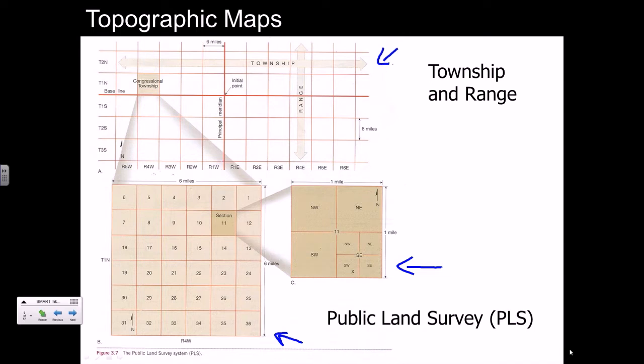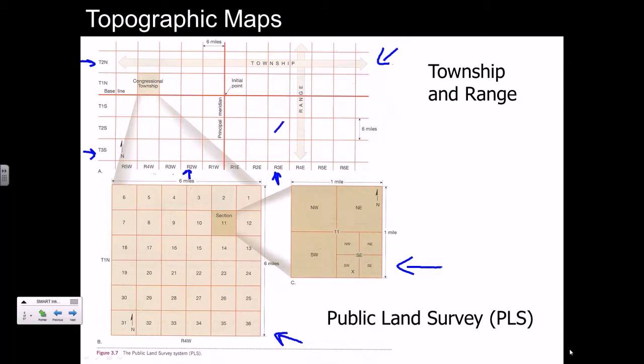So tiers are drawn north and south. Those boxes run north and south, or are measured north and south, and you can see them here on the left-hand side. Tier 3 south if you're below the baseline, and tier 2 north if you're above it. Ranges run east and west. Here's range 3 east, because it's to the east of the principal meridian, and this is range 2 west, which is to the west of the principal meridian.